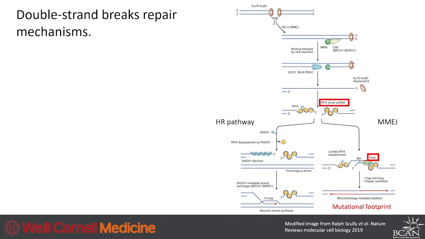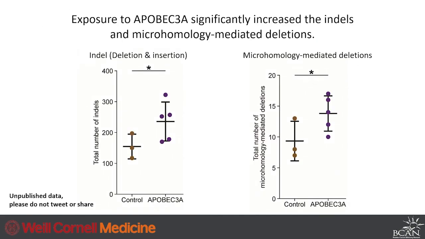Of course, MMEJ repair is an error-prone repair process, so it creates a unique mutation footprint called microhomology-mediated deletions in our genomes. So does APOBEC3A significantly increase microhomology-mediated deletions? We sequenced our cell model, where the cells had been exposed to APOBEC3A over 2 months. As you can see here on the left, the APOBEC3A-expressing cells have a significantly higher number of indels, indicating that an error-prone DNA repair mechanism is recruited. And after classification by COSMIC, we find the microhomology-mediated deletions are also significant in our cells.